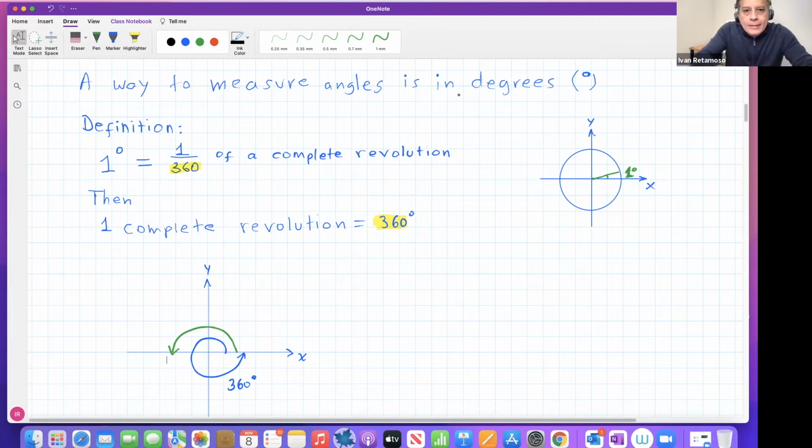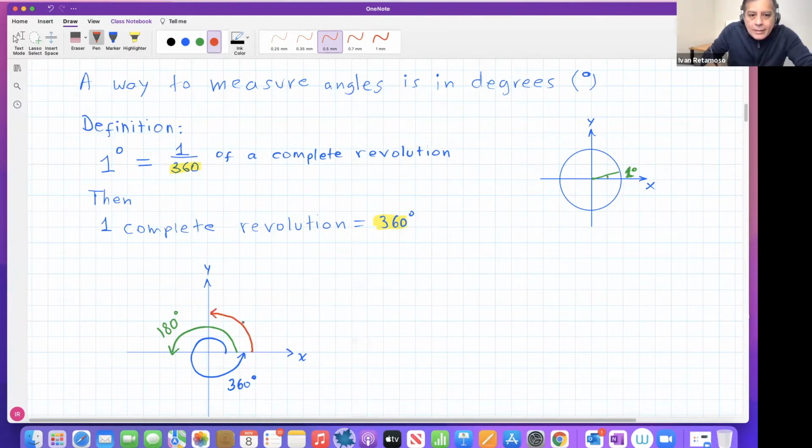Yeah, Gabriela, excellent. Very good. The half, right? If the full revolution is 360 degrees, one half of a full revolution should be associated with 180 degrees. Very good.